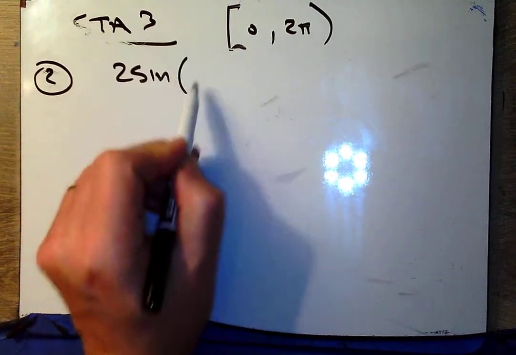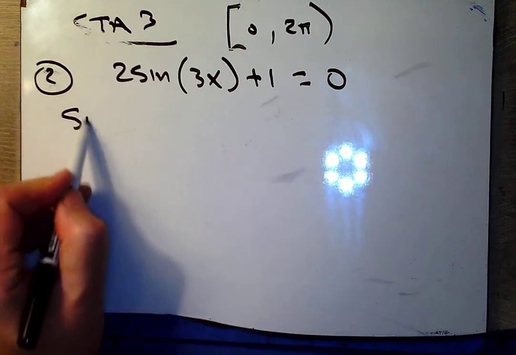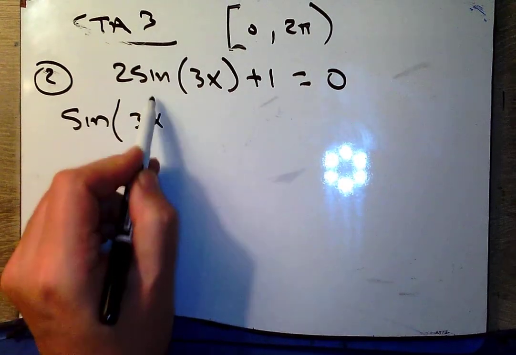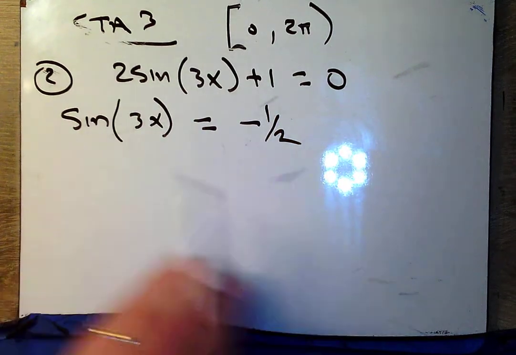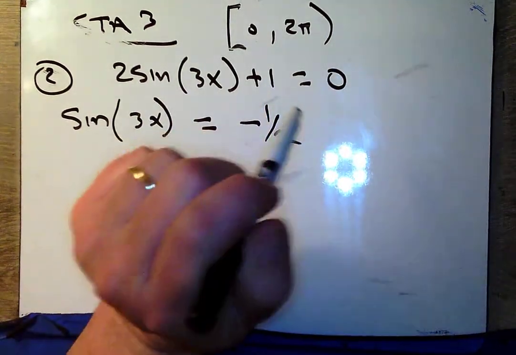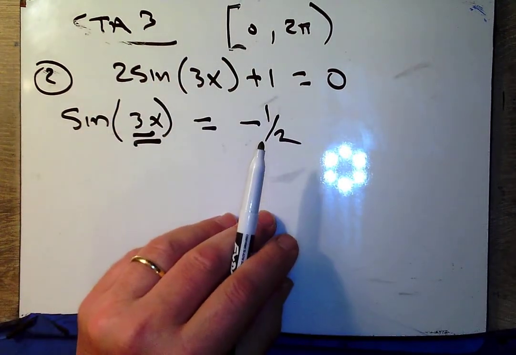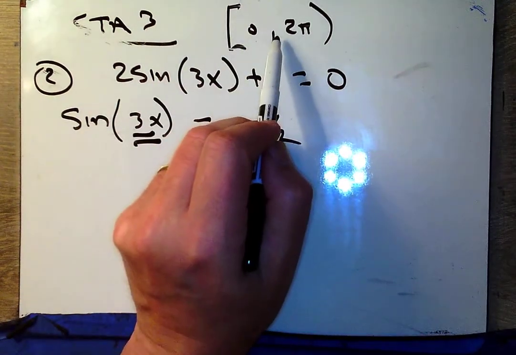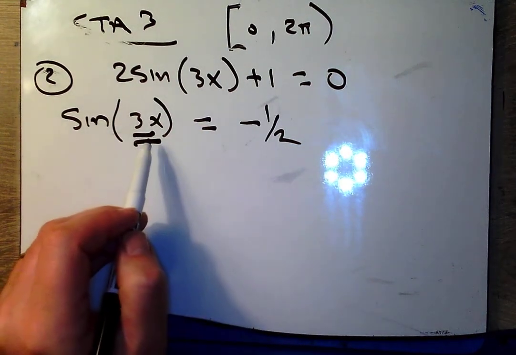2 sine 3x plus 1 equals 0, or sine 3x equals negative 1/2. Subtract 1, we divide by 2, we get here. Now, this is the place where that has an impact. When we have this restriction and we have this multiple angle, this tells me 2 things.